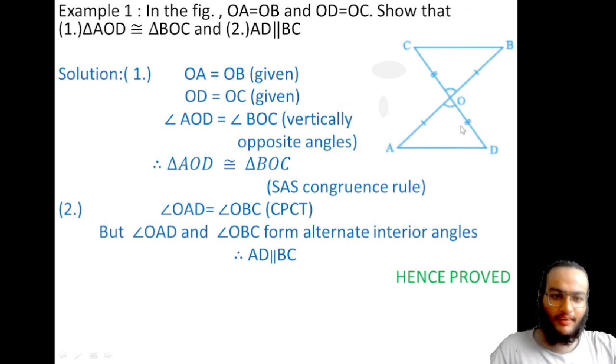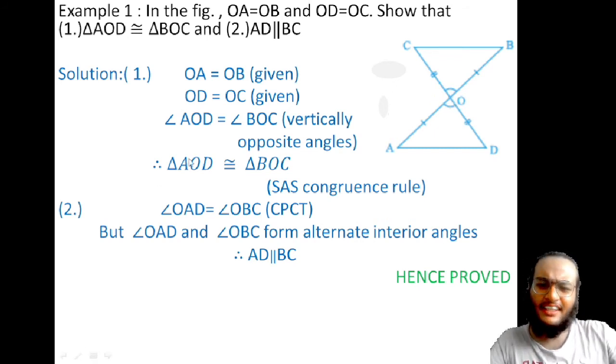So this is our given triangle AOD and triangle BOC. It's given that OA is equal to OB, OD is equal to OC, and we have to prove that these two triangles are congruent. So we'll write that OA is equal to OB is given, while OD is equal to OC is also given. Angle BOC should be equal to angle AOD because they are vertically opposite angles.